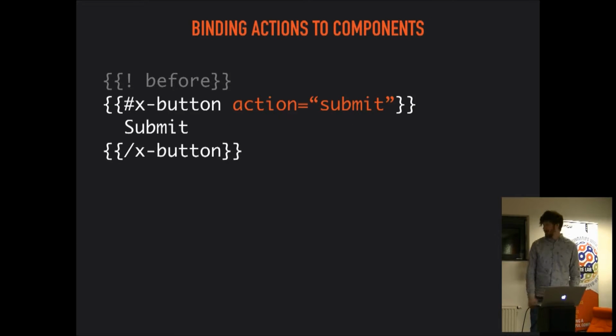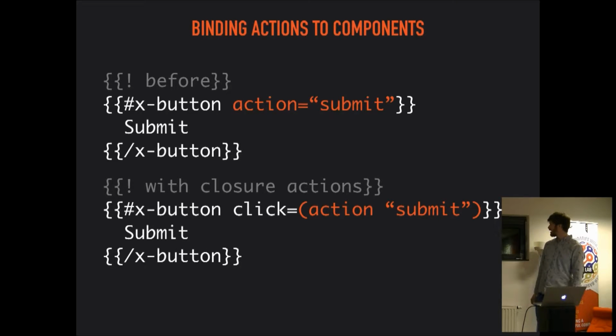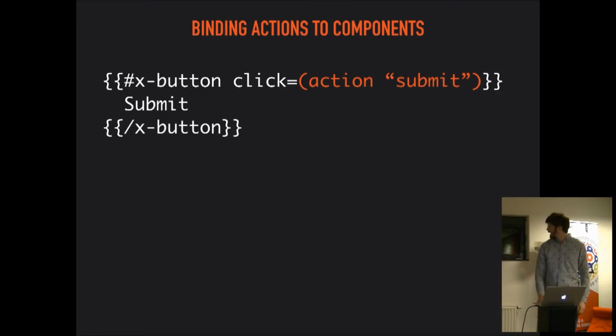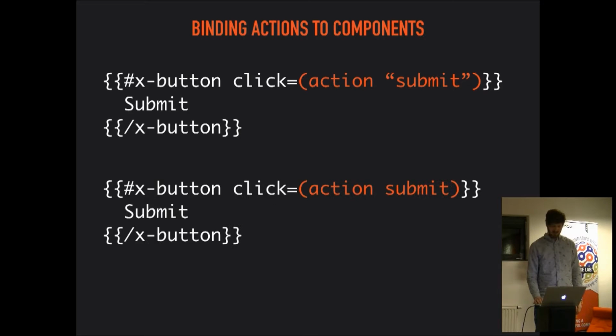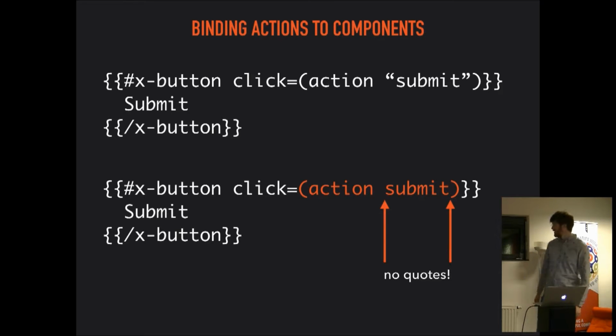Then before we assigned a string to an attribute, and now we use the closure action keyword to assign an action to an attribute instead of a string. And so this is again the closure action keyword, and there are subtle differences between these two almost exactly the same looking buttons. The top one and the bottom one: at the top one you see quotes, and on the bottom one there's no quotes.